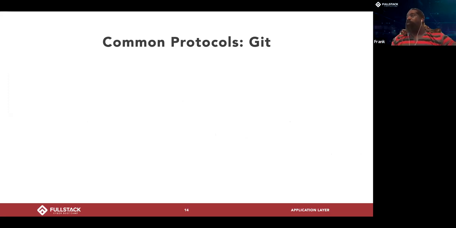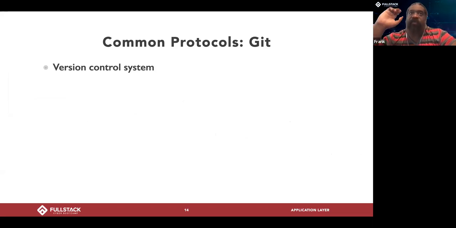So what is Git? Git is a version control system. Git's purpose is for you to store different versions of a document through different points in time, to store the different snapshots of a document through different points in time. Mostly this is used for code, right? But this can be used for any kind of text document.